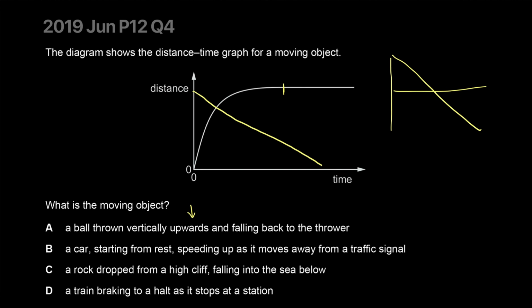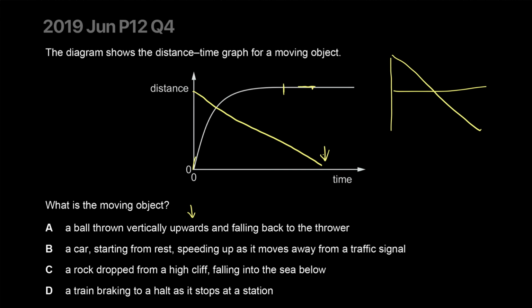A car starting from rest, speeding up as it moves away from a traffic signal, but it stops moving. Look at that. It's going to stop moving. It's actually probably a car that's speeding really fast and slows down to a stop, right? The velocity stops. So that makes sense.